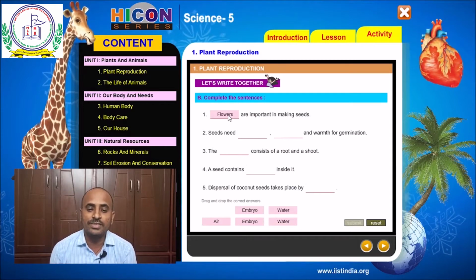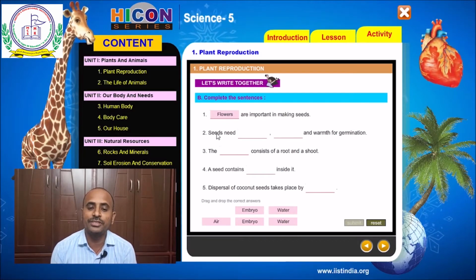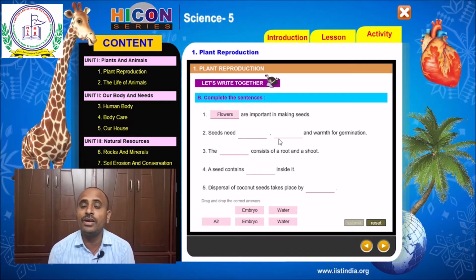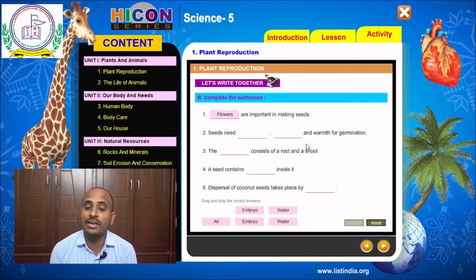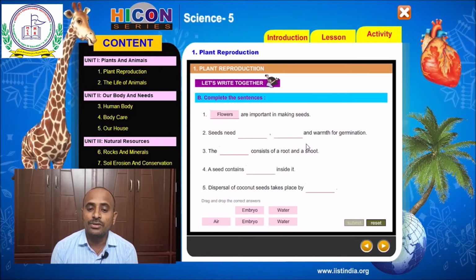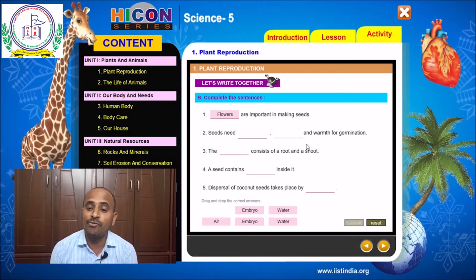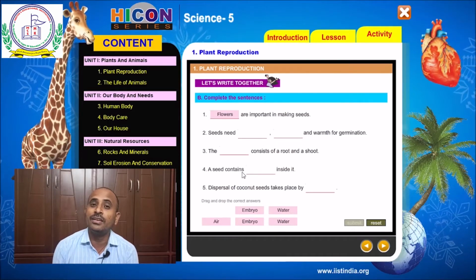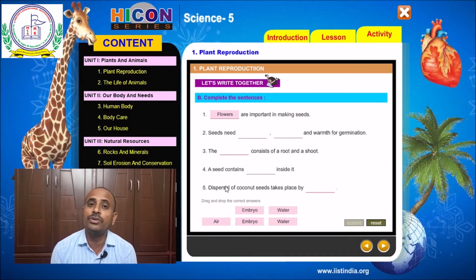So children, read the second sentence. Seeds need dash and warmth for germination. So which components are necessary for the seed germination? Already we have discussed in the previous activity. So what conditions are required for the germination of seed? So the seed should require air, water and warmth for germination. If you provide air, water, warmth for a seed, then it will become a living thing and life will come to the seed and it grows into a new plant.